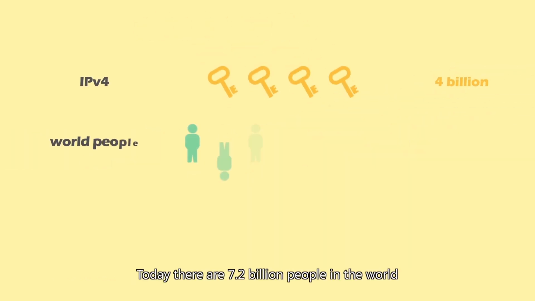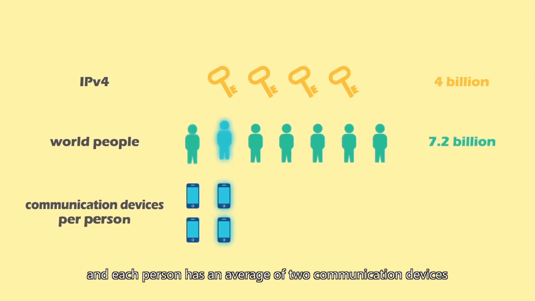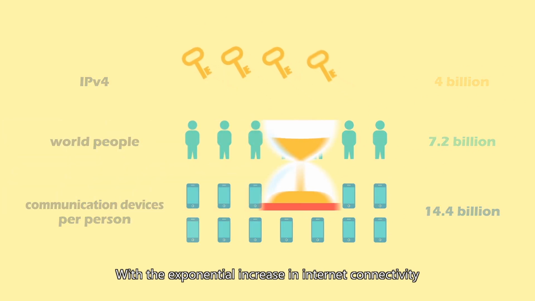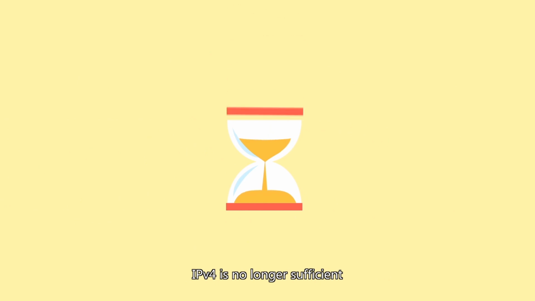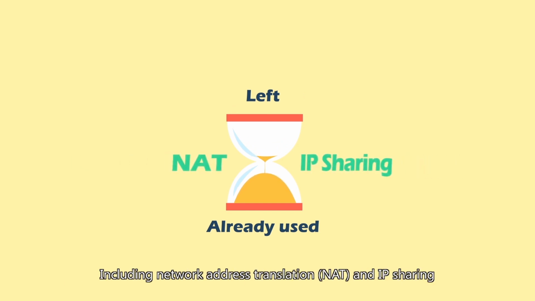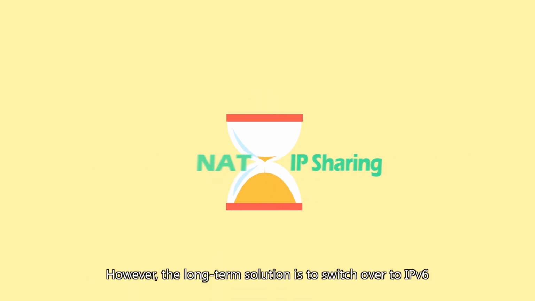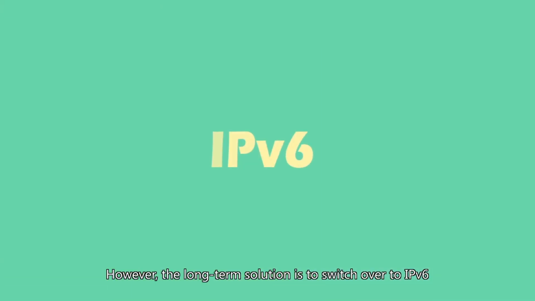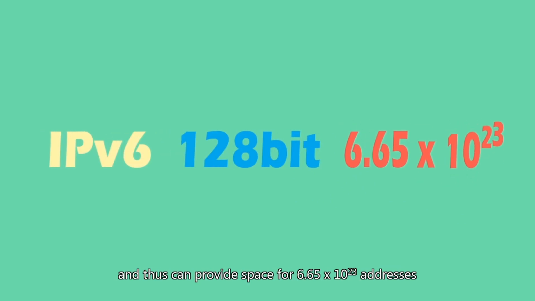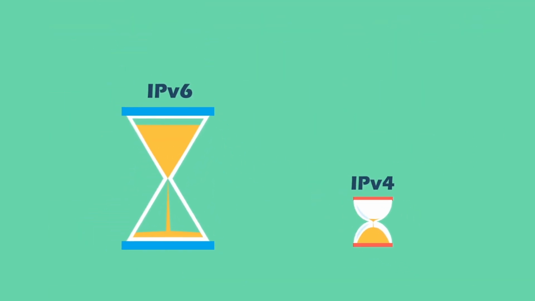Today, there are 7.2 billion people in the world, and each person has an average of 2 communication devices. With the exponential increase in Internet connectivity, IPv4 is no longer sufficient. A number of methods have been devised for extending the lifespan of IPv4, including network address translation and IP sharing. However, the long-term solution is to switch over to IPv6, an IP system which uses 128-bit addresses, and thus can provide space for 6.65 times 10 to the 23rd addresses, a vast improvement over IPv4.